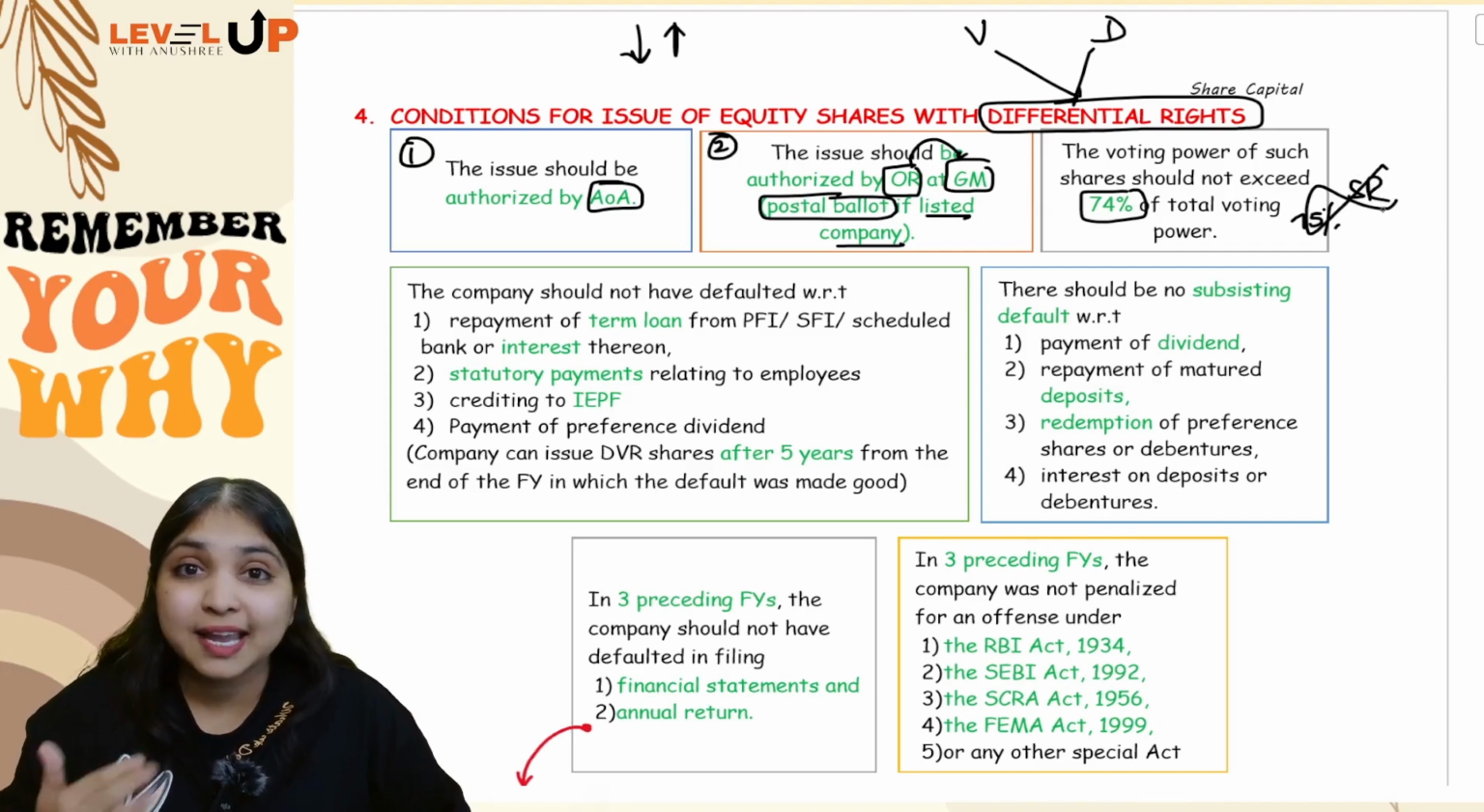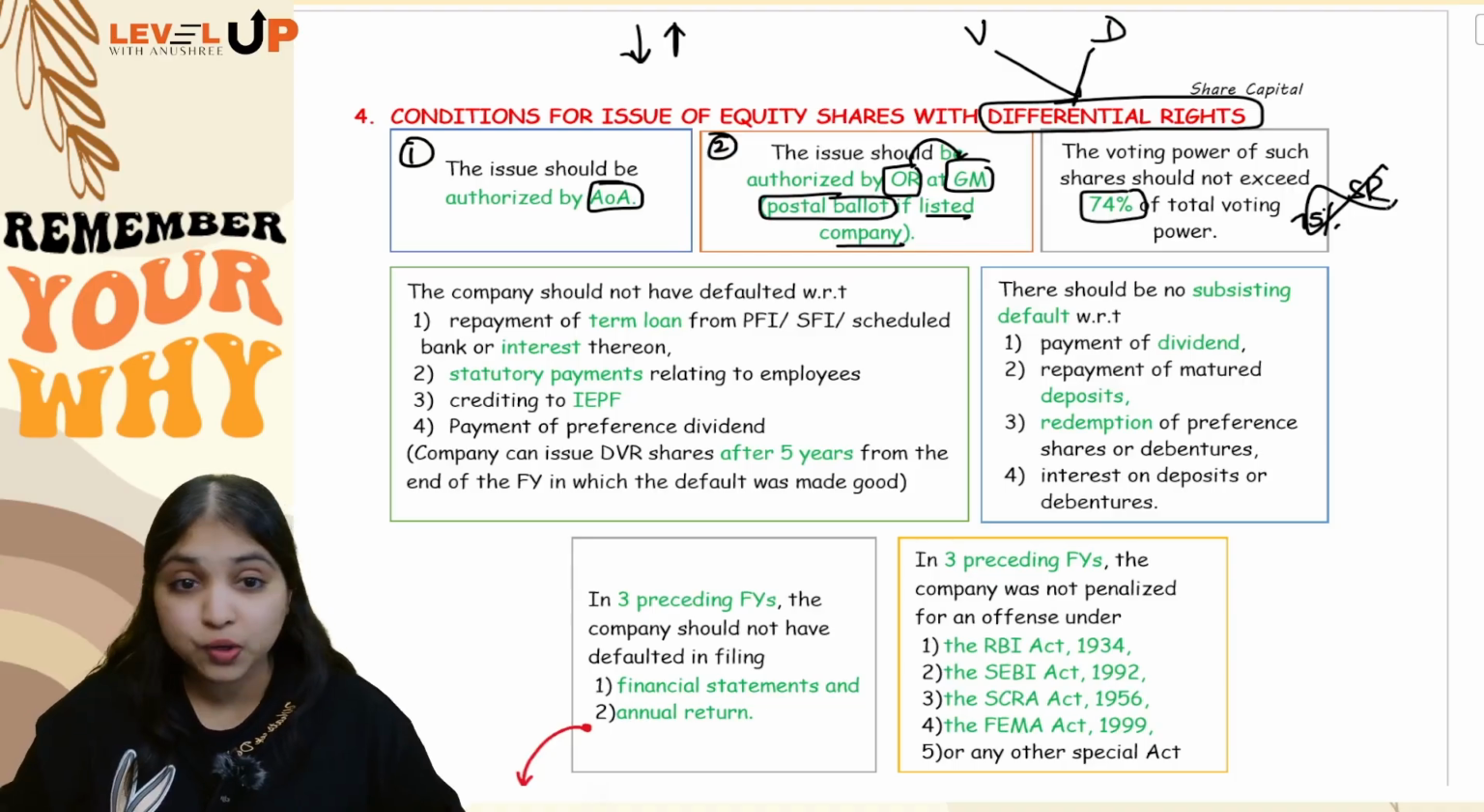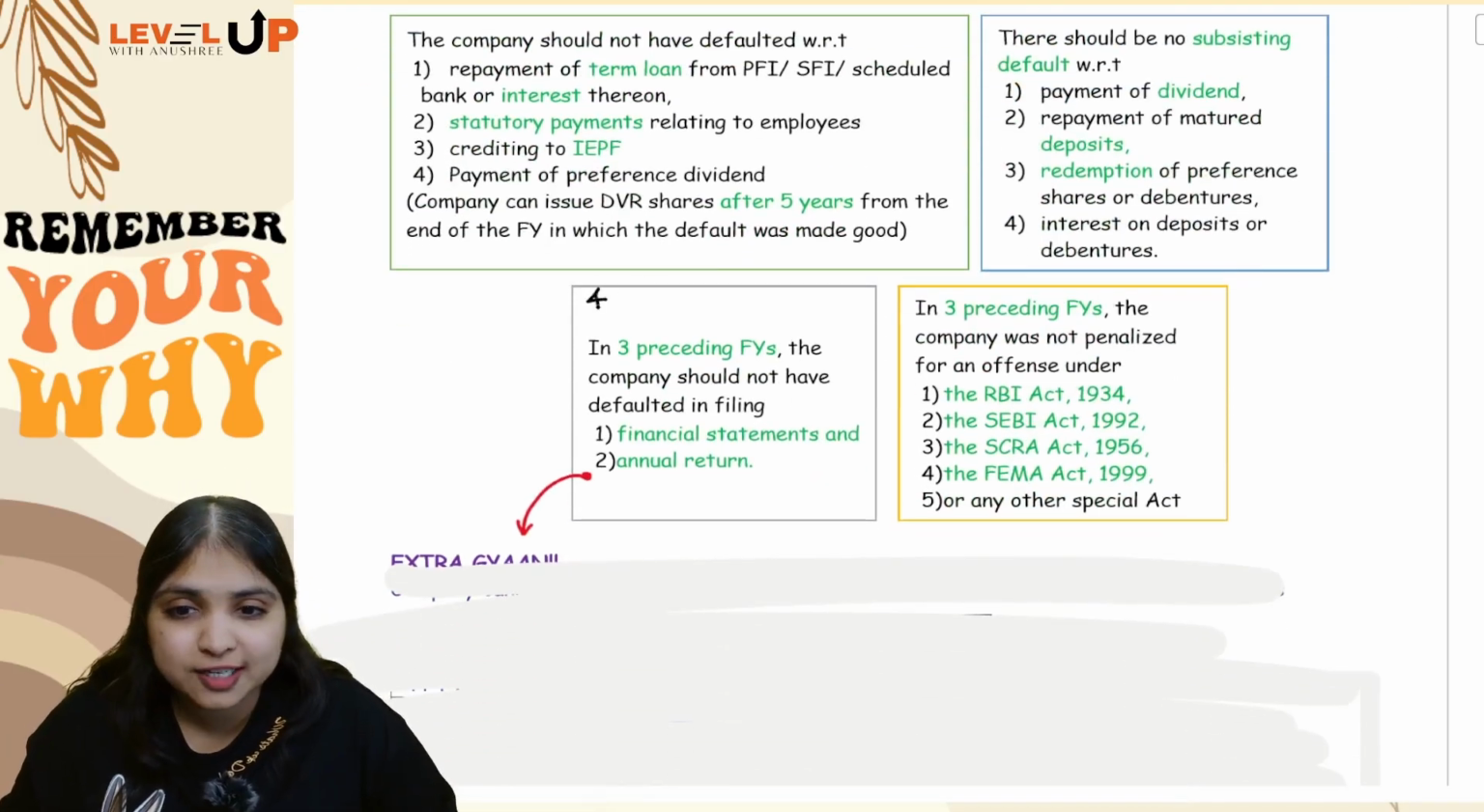So that is why they cannot have 75% voting power. They can have maximum 74% voting power only. Then our fourth condition was this one.